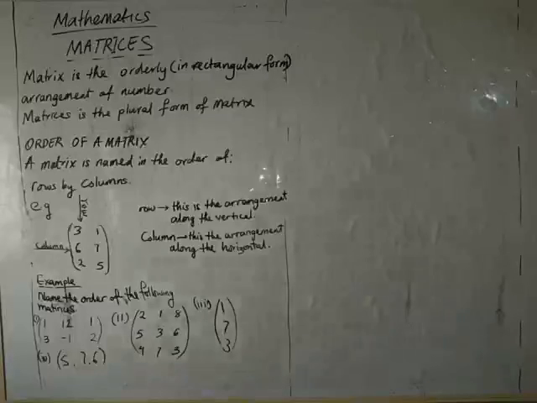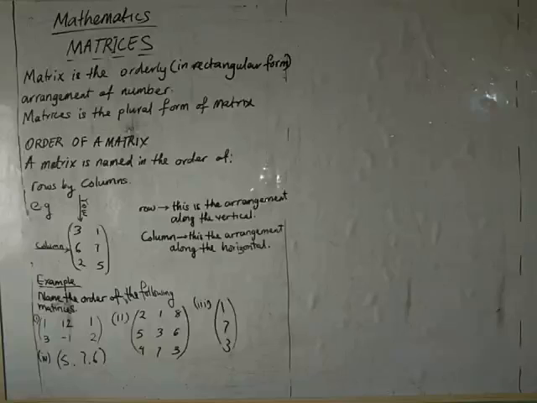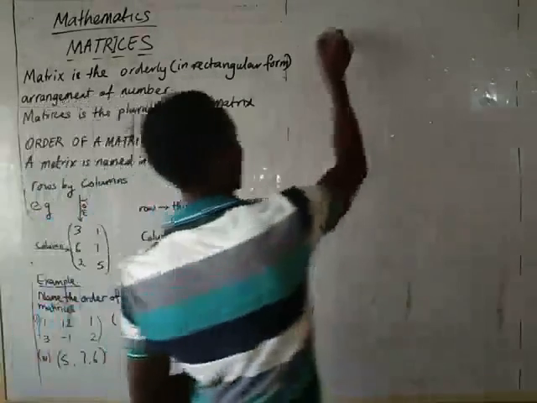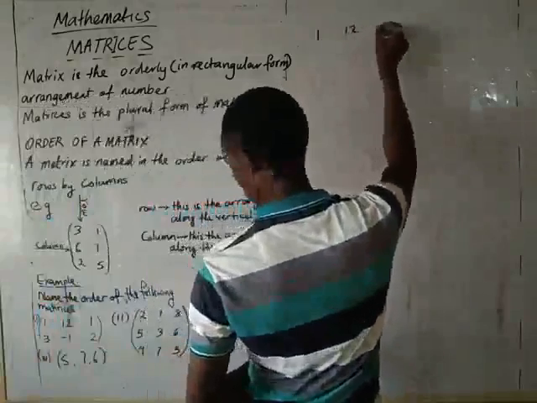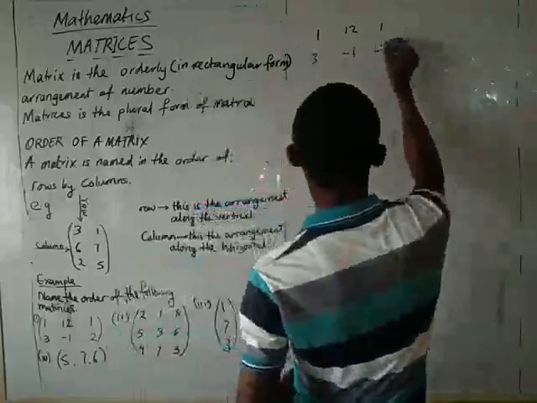Now, in this case, we are going to look into what we have here to name the order of the matrix. Now, look at that first one. We have a matrix of the first row, 1, 3, second row, 12, minus 1, third row, 1 and 2 for the first question there. Now, let's first of all bring that out here. So that means that we have 1, 12, 1, then 3, minus 1, then 2.